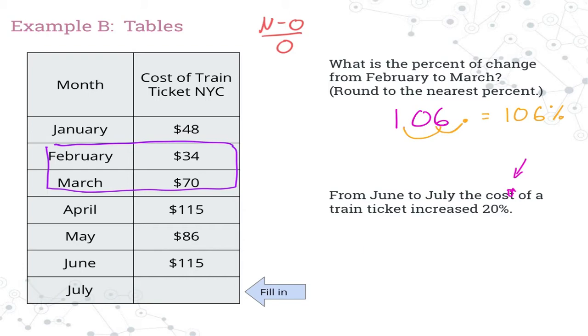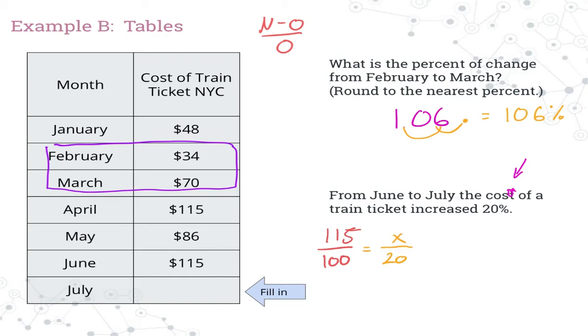The next question asks, from June to July, the cost of the train ticket increased 20%, and it wants us to fill in the table. So we need to figure out what 20% of our money is there. So we've got $115, and we know that's going to be equal to 100% of the cost of the ticket. Now we know that it's going to be increasing 20%, but we don't know what a 20% increase is, so that's going to be our x.